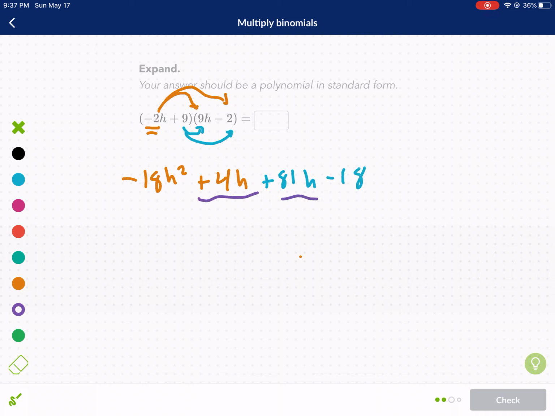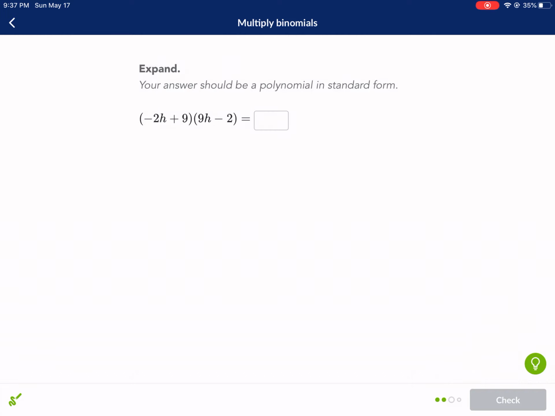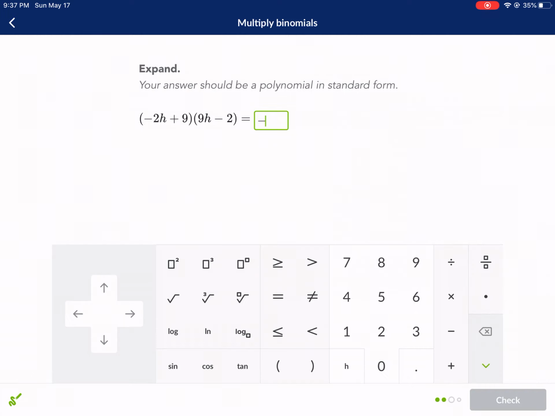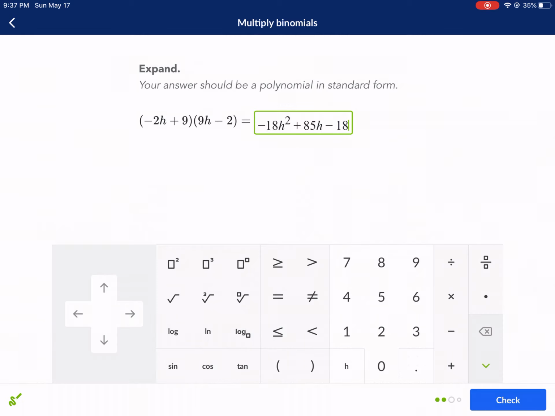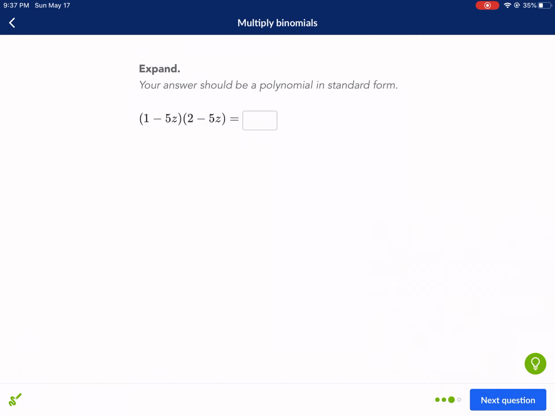I can combine like terms. It's always going to be the inside and the outside, the middle ones. So we have 81h and 4h, it's positive 85h. We have negative 18h squared, and then we have minus 18. So negative 18h squared plus 85h minus 18. Let's double check that. Never hurts to double check your answer. On to the last one.